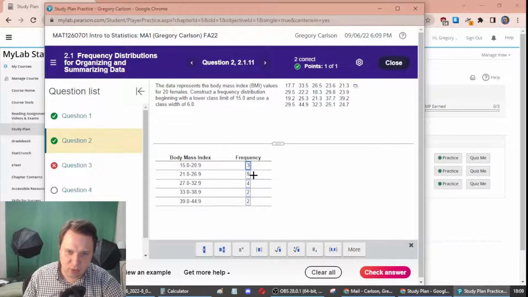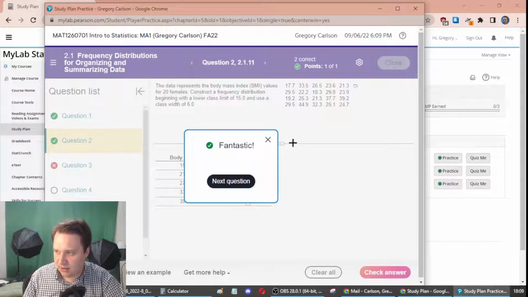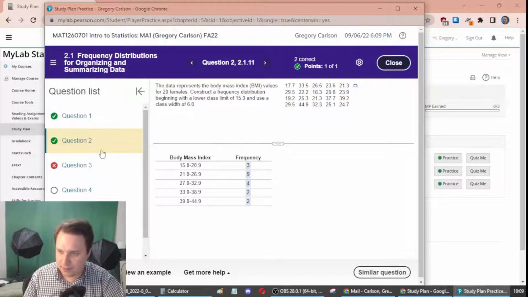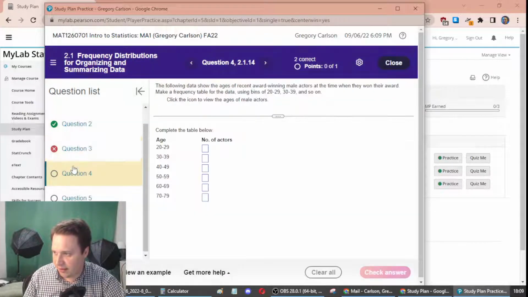So 3 plus 9 is 12, 16, 18, 20. So that's helpful. That means it's more likely we got it correct. Click check answer, and we did. So fantastic. Okay, let's move on ahead.